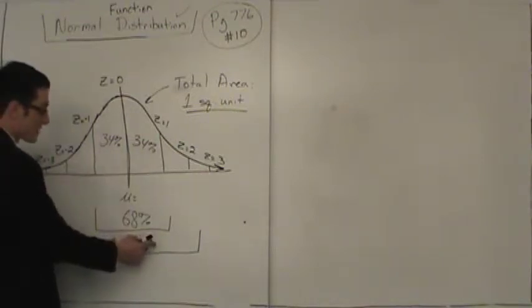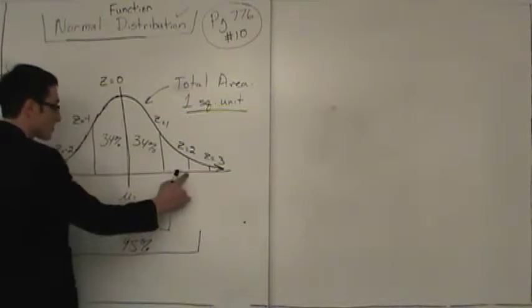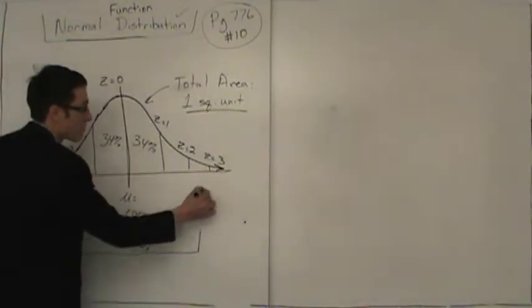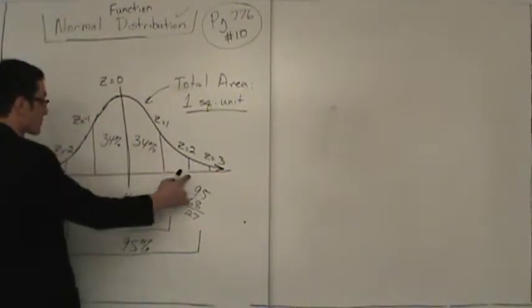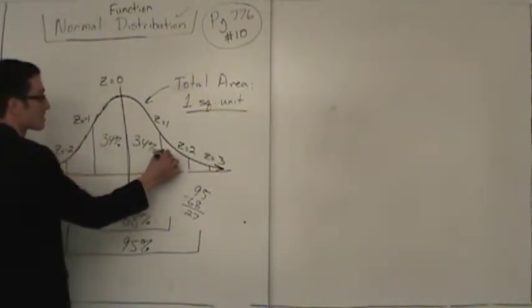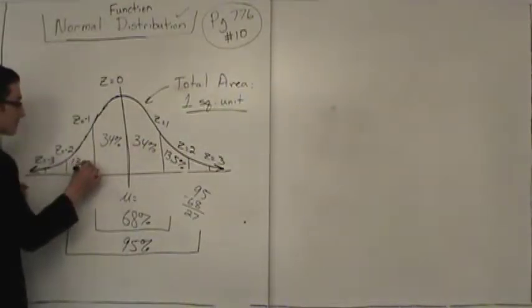Now, 95%. What is the increase from 68 to 95? Again, how do we find the increase? We take 95, subtract 68. What do we get? We get 27% increase. 27% increase divided into 2 equal parts is 13.5% and 13.5%.